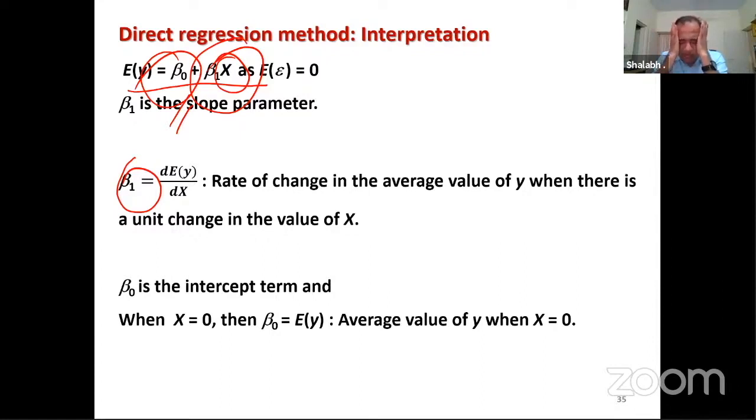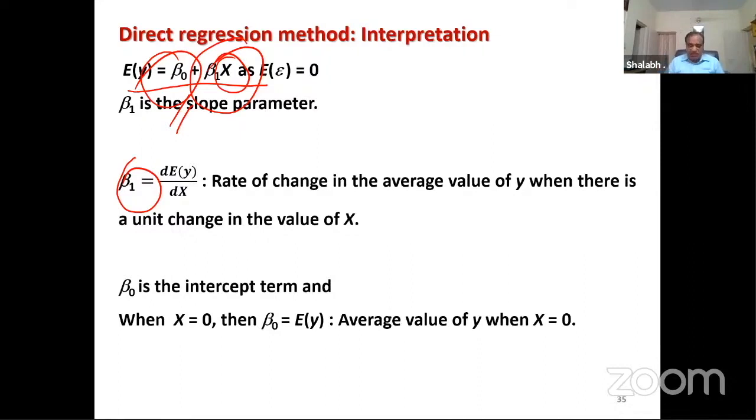So for example, suppose I take y to be the yield and x to be the quantity of fertilizer. Definitely, when you give fertilizer to the crop, you would like to know that if you give 1 kg of fertilizer, how much the average value of the outcome is going to change. That is indicated by the value of beta 1.